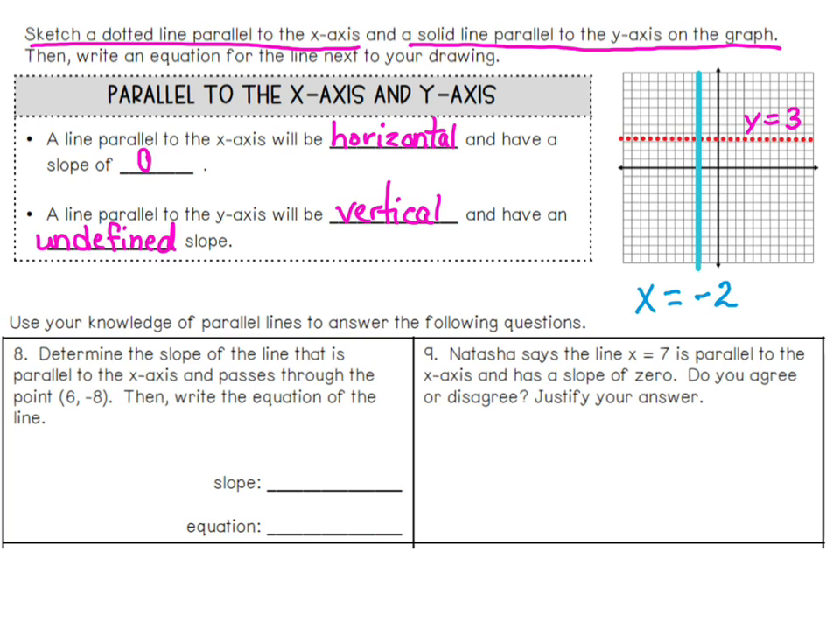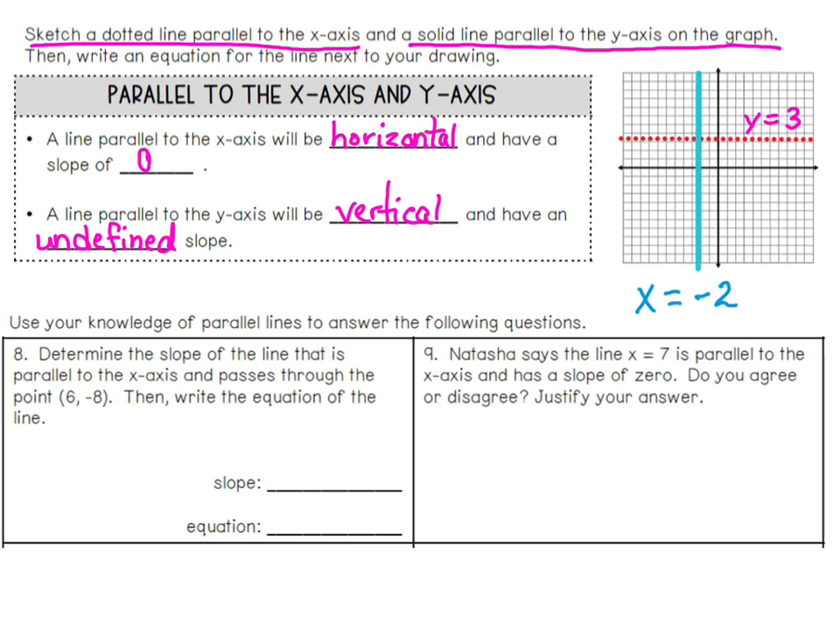Now, the way I teach horizontal and vertical lines is when I walk across the floor, I am experiencing zero slope. There is no slope. I'm not experiencing any incline or decline, whichever. But there's no way for me to walk on a vertical line. It's impossible. So that's the one that's undefined.